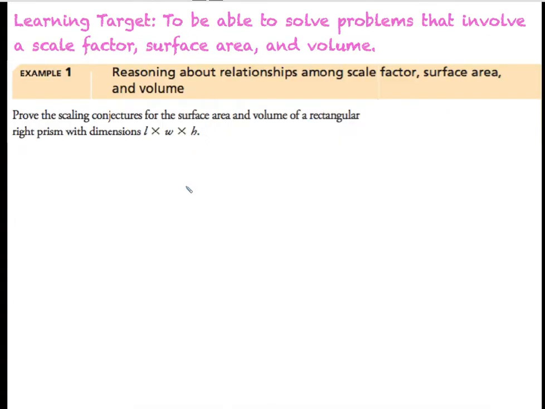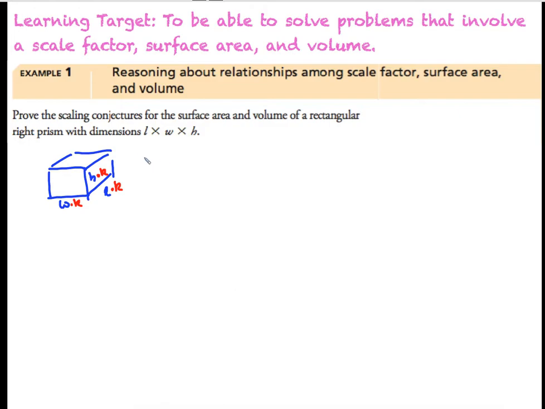So if I have a rectangular prism, let's call this my rectangular prism, and let's say it has a length, and I'm going to call this length, this width, and this height. Well, think about what happens when we scale something up. I'm going to take each of these and multiply by my scale factor of k. So all of a sudden I don't have w as my width anymore. I've got k times w, and I've got my height times k, and I've got my length times k.